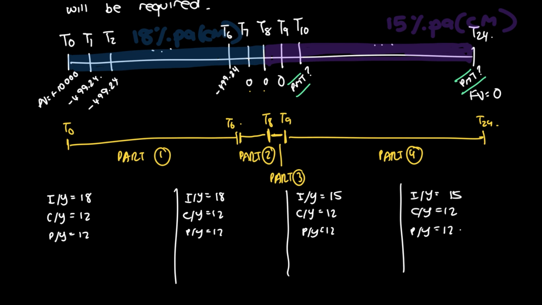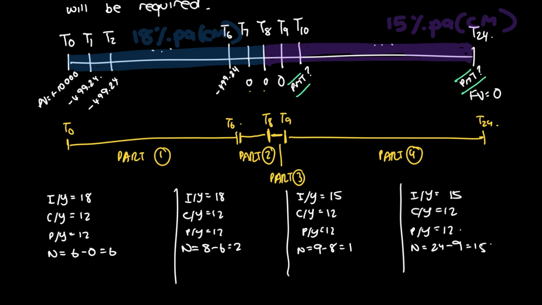And at this point, we can also be like, okay, let's work out the Ns. So N is going to be, for part 1, T0 to T6. So it's 6 minus 0, which gives us 6. Then for part 2, it's 8 minus 6, which gives us 2. And for part 3, it's 9 minus 8, which gives us 1. And then for the last part, part 4, it's 24 minus 9, which is going to give us 15.